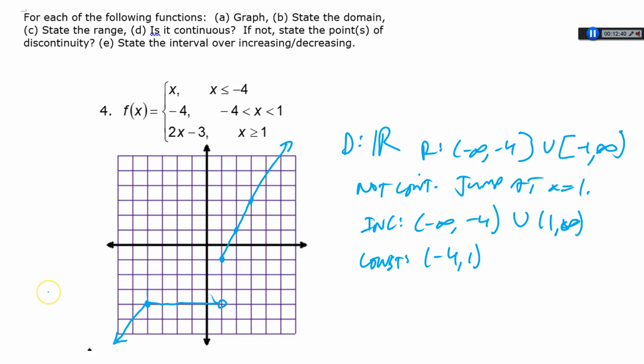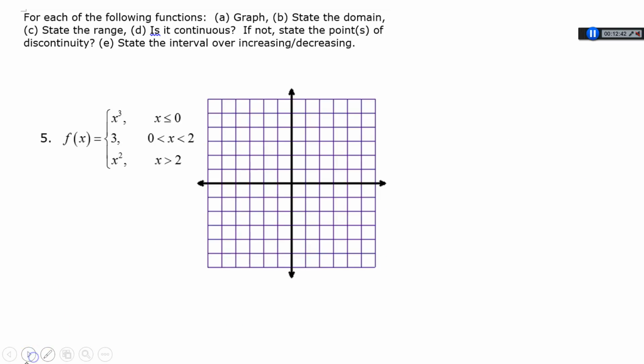All right. Take a look at the next one. I think we got one more. So let's graph this guy. X cubed for x less than or equal to 0. So that's going to look something like this, right? Between 0 and 2, we're at 3, and it's open circles, like that. And then we have x squared for x greater than or equal to 2. So we come up to here, 4, right here, open circle, and we're going to increase up forever.